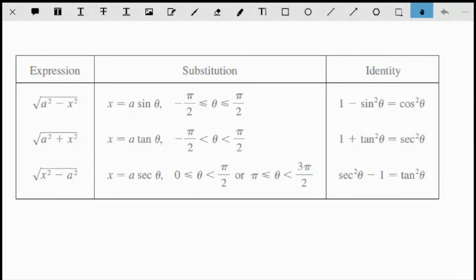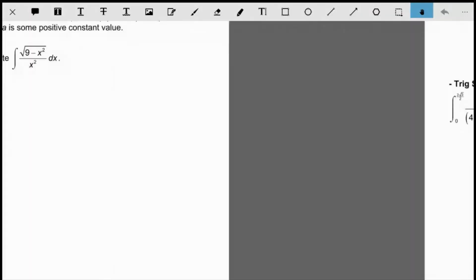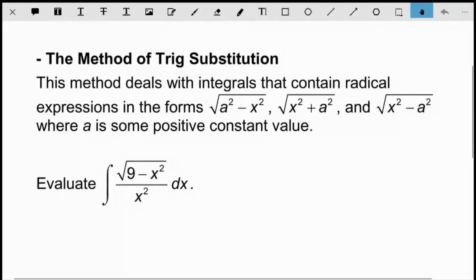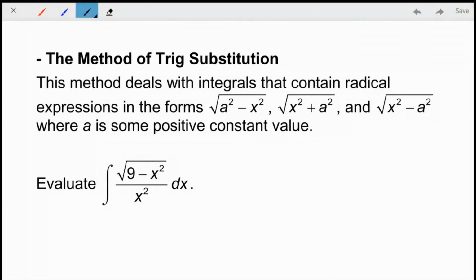Okay, so let's go through a couple of problems here. We're not going to do a ton of these, but we're going to go through a few of them. So we have the integral of the square root of 9 minus x squared divided by x squared dx. Okay, so we have something that's in the form of the square root of a squared minus x squared. So what we're going to do is we're going to use a substitution. We're going to let x be equal to 3 sine theta.